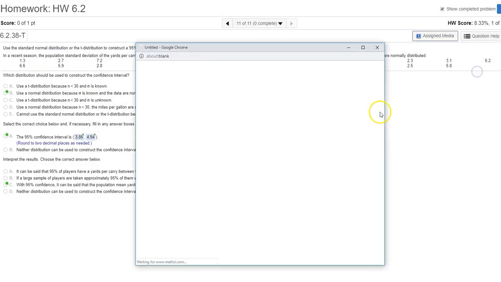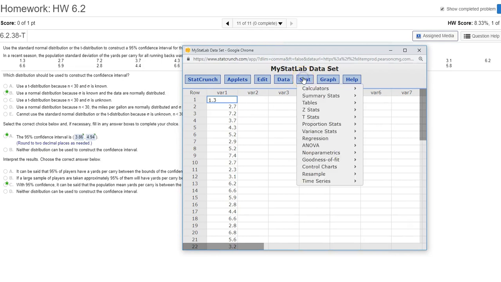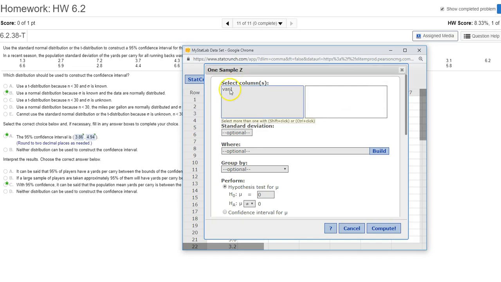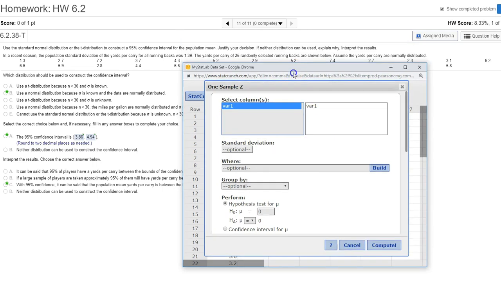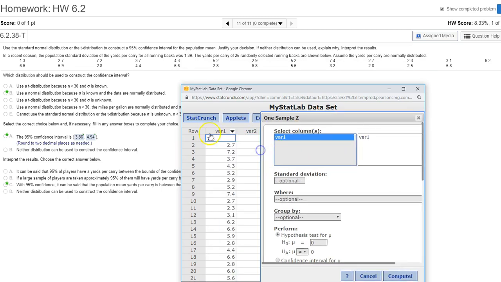Open this in StatCrunch. Very good. Stats, Z stats with data. I'm going to go ahead and click my data. It's in variable 1, so I click variable 1. And keep in mind, you have to plug in your population standard deviation. Even though it says optional here, make sure you plug it in because there is a slight difference in your answers if you don't. So my population standard deviation is 1.39.